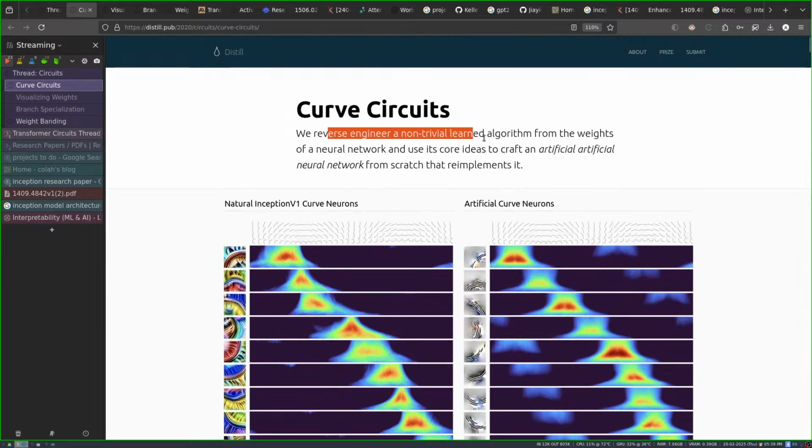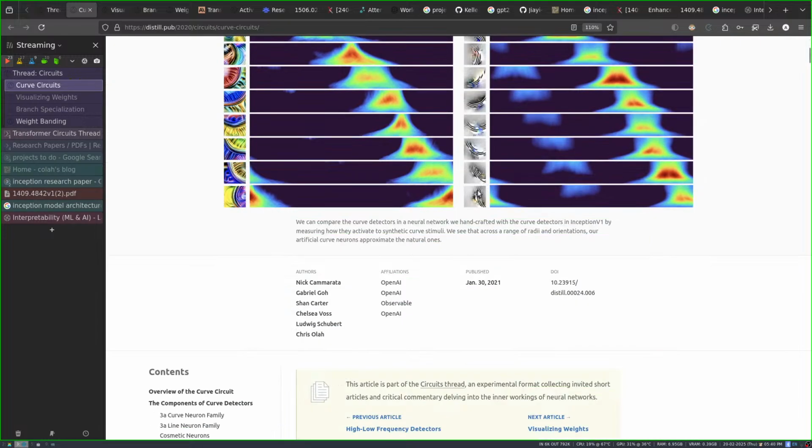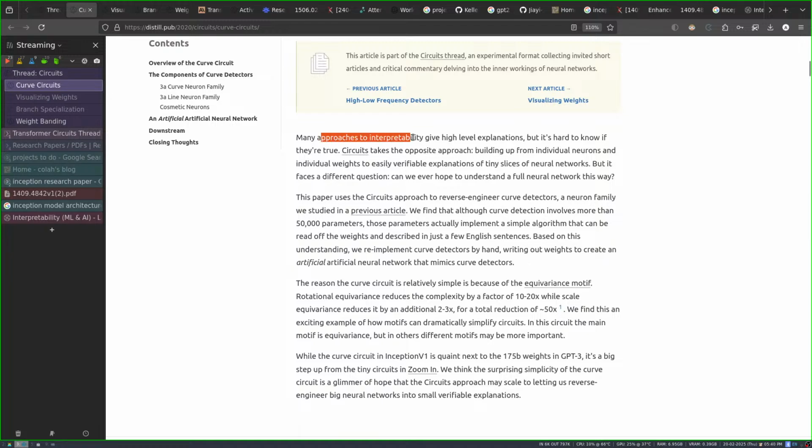Neural circuits. We reverse engineer a non-trivial learned algorithm from the weights of a neural network and use its core ideas to craft an artificial neural network from scratch and re-implement it. Many approaches to interpretability give high-level explanations, but it's hard to know if they're true. Circuits are the opposite approach, building up from individual neurons and individual weights to easily verifiable explanations of tiny slices of neural networks. But it faces a different question: can we ever hope to understand a full neural network in this way?